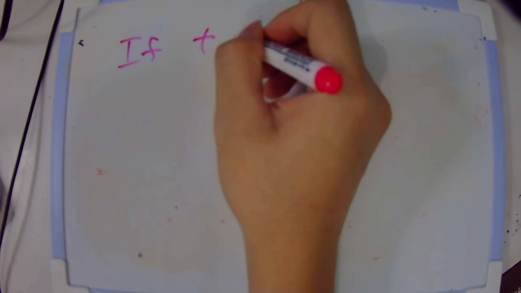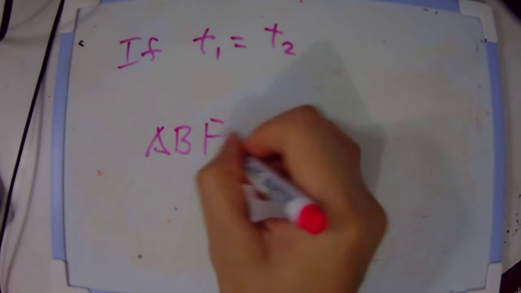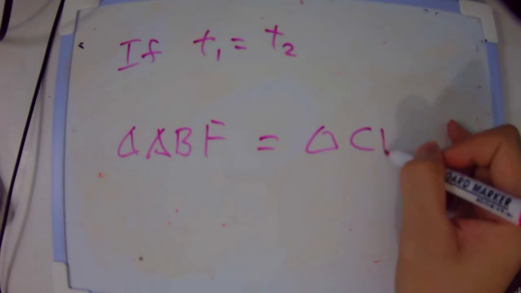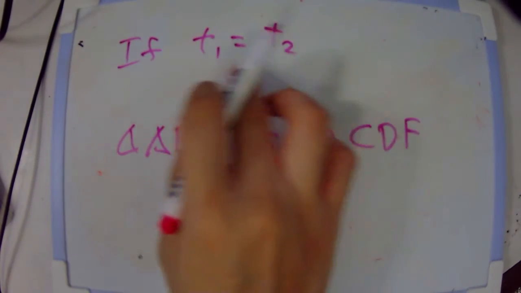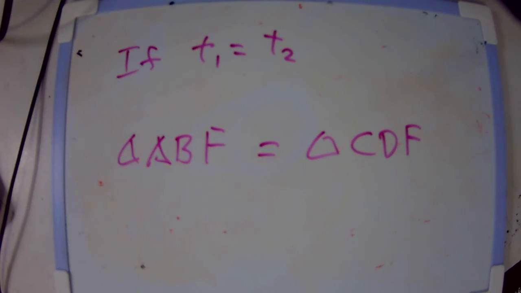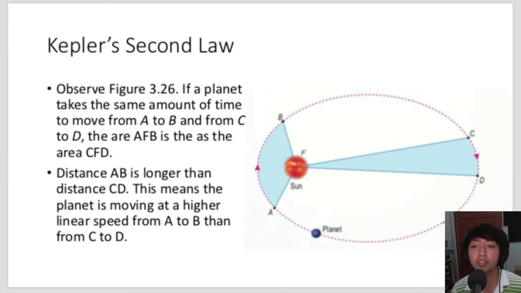So if we were to write this out, if the time is the same, then the area of ABF will equal the area of CDF, if the time taken for the orbit of both sections is the same. Right? Yes. So that would be Kepler's second law.